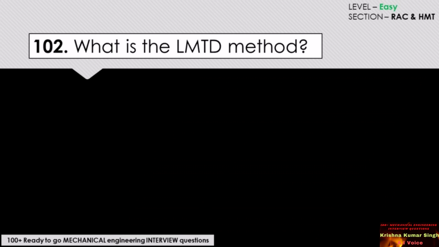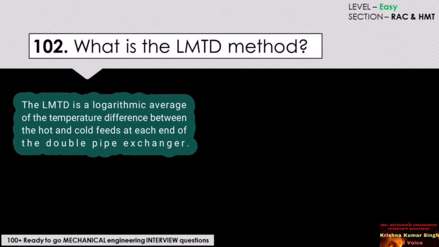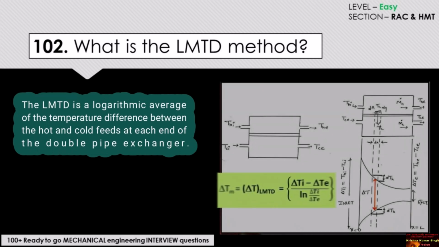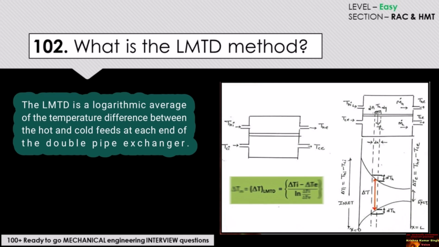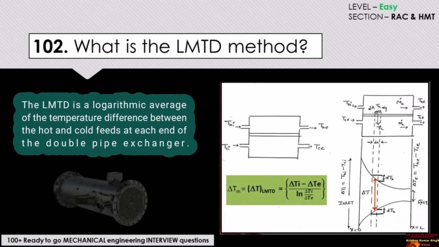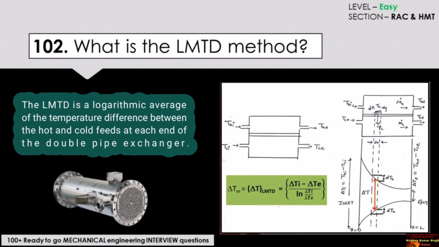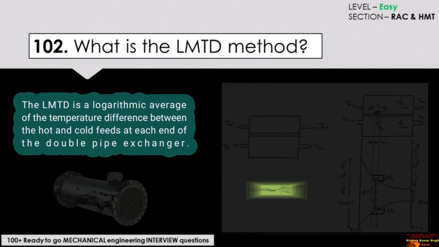What is the LMTD method? The LMTD is a logarithmic average of the temperature difference between the hot and cold feeds at each end of the double pipe exchanger. For a given heat exchanger with constant area and heat transfer coefficient, the larger the LMTD, the more heat is transferred.